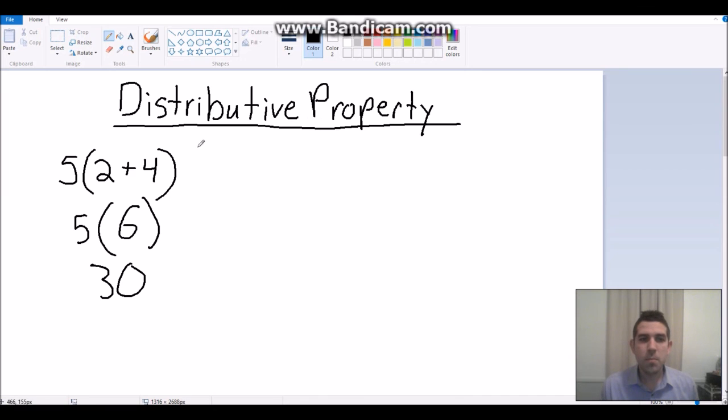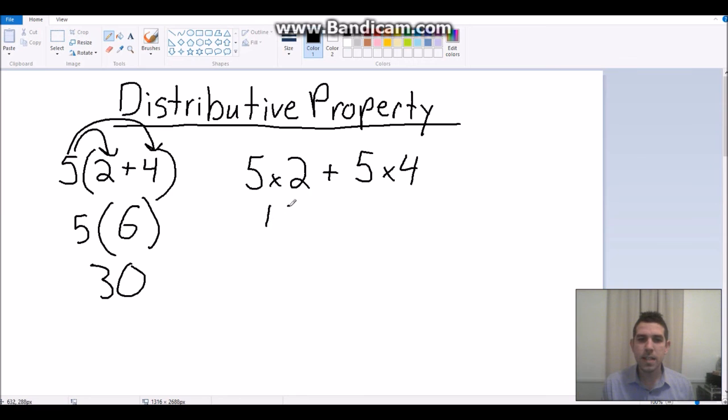Distributive property says we should multiply each of the terms inside of the parentheses by the term on the outside of the parentheses. And so what I'll do is I'll take 5 and multiply it by 2, 5 times 2, and I'll take this operation, add, and also multiply 5 times 4. So you see I multiplied 5 by 2 and by 4. I distributed the 5 to the 2 and to the 4.